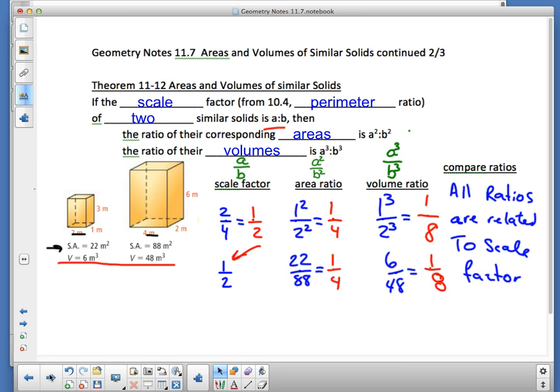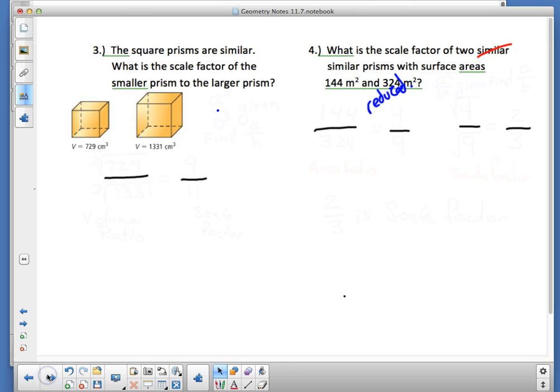Now, here's the deal. How do we use this knowledge of scale factor of A to B, area ratio A squared to B squared, volume ratio A cubed to B cubed? The square prisms are similar. What is the scale factor of the smaller prism to the larger prism? This is a situation where I'm given volumes. I have volume provided right there.